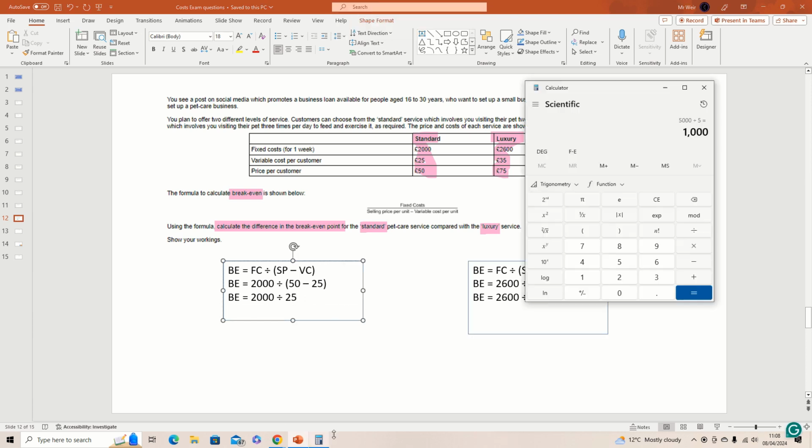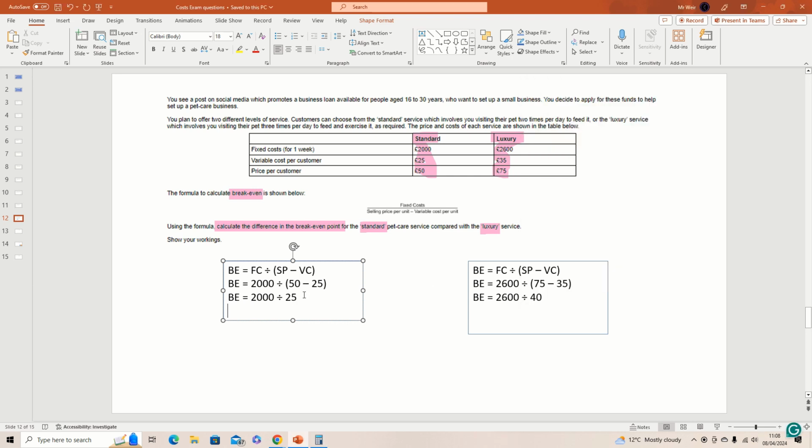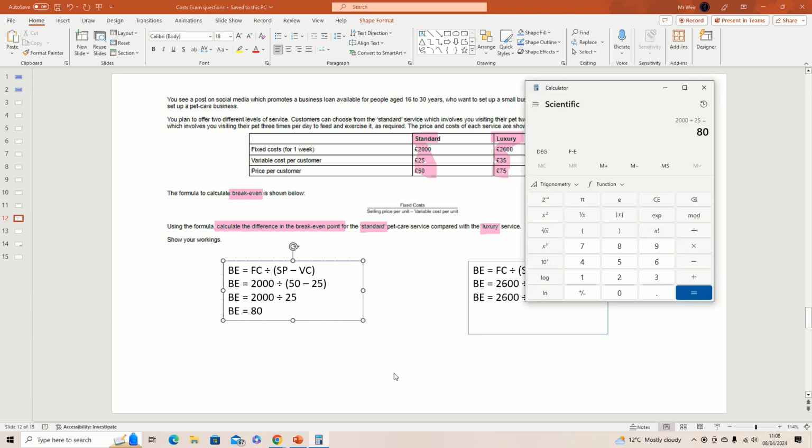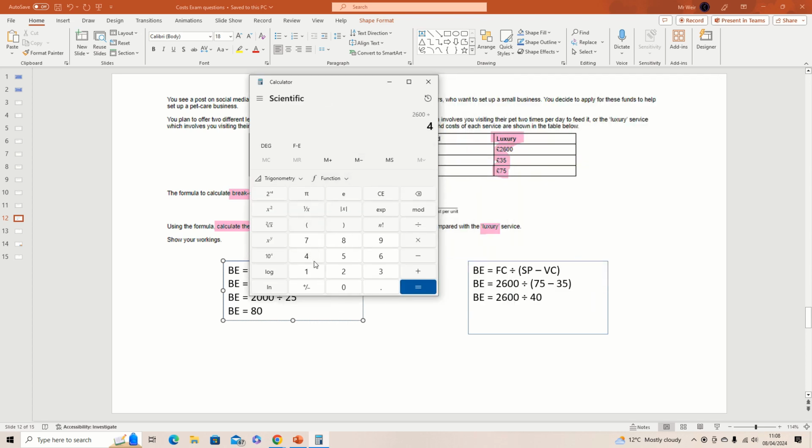And then we're going to use the calculator to do it to make sure that we haven't made any mistakes. So 2,000 divided by 25 is 80. And 2,600 divided by 40 is 65.